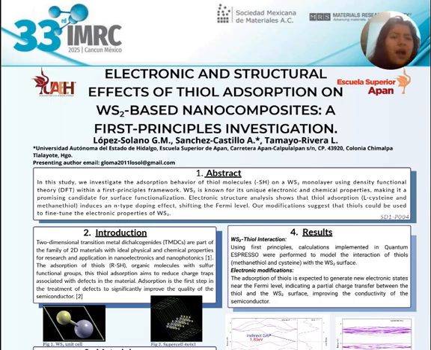What is a tungsten disulfide? Tungsten disulfide is a dichalcogenide of a transition metal. These are 2D materials with physical properties that have applications in electronics and optoelectronics.